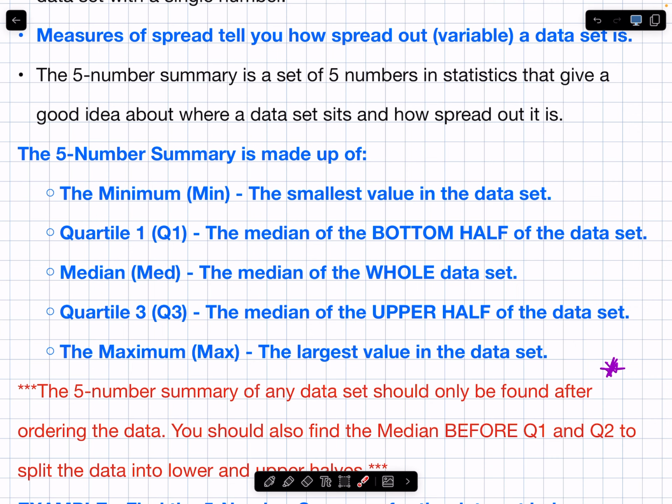Quartile 1, what is that? It's the median of the bottom half of the data set. I'll explain what we mean by top and bottom half when we do an example. The median is the median of the whole data set. Quartile 3 is the median of the upper half. And lastly, the maximum is the largest value in the data set. Can you please get those 5 points down about what the 5-number summary is? Because it will help for the rest of the topic.